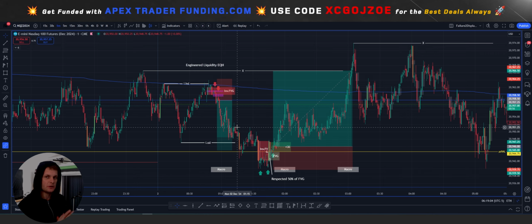So today's Monday morning, so it's Monday the 2nd of December. So we need to mark out our levels of interest for the session. So initially I'm going to be marking out the previous day's value area high, low and point of control. So you'll see these highlighted in yellow here. So to establish those levels, I'm using the session volume profile indicator on TradingView.